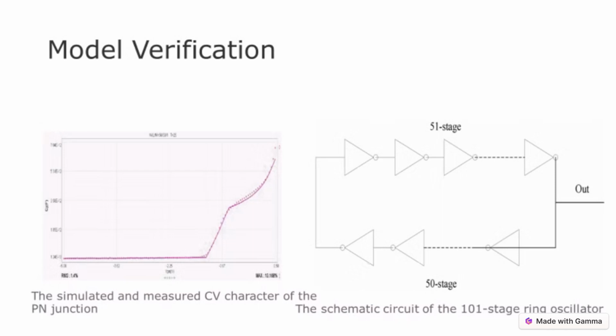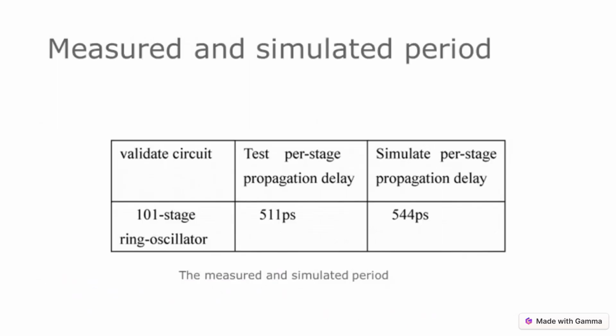Here a 101-stage ring oscillator is used as the validation circuit. The schematic circuit you can find here. The width of the PMOS for the inverter is 40 um and the width of the NMOS is 20 um. We have measured and simulated the period of the ring oscillator, and the results are shown in this table.